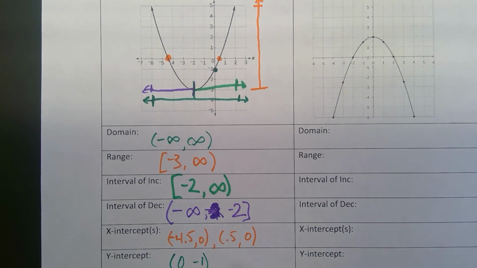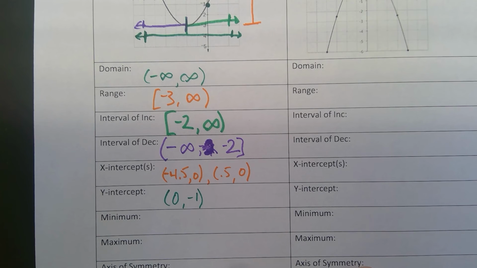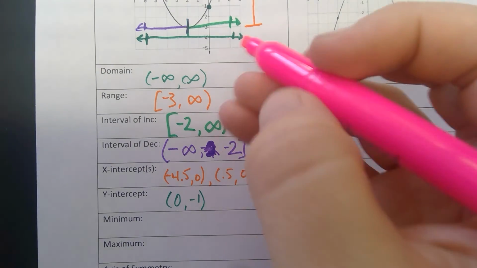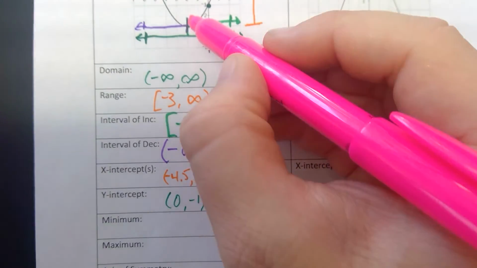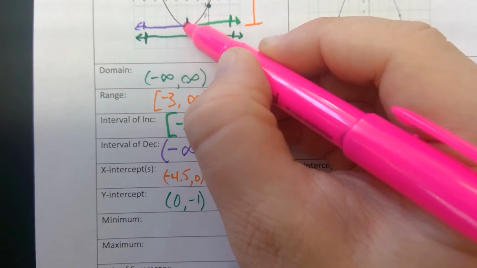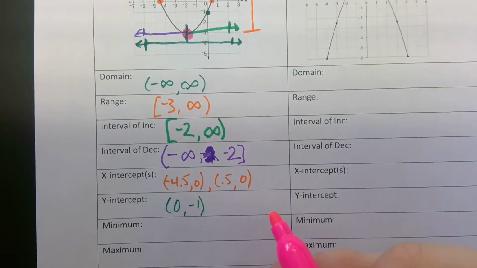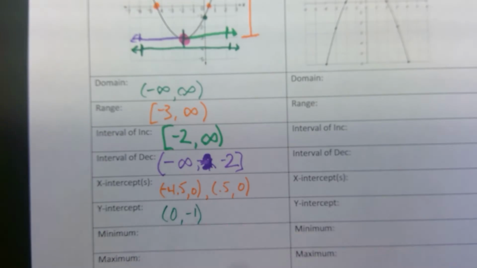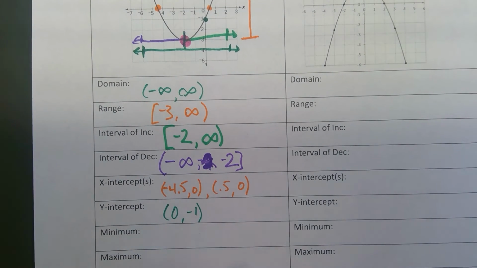Let's find the minimum. Starting running out of colors here. Our minimum is our lowest point. There's our lowest point here, and that's going to be negative 2 comma negative 3. So negative 2 comma negative 3.